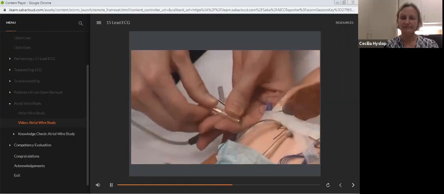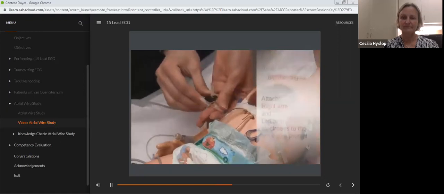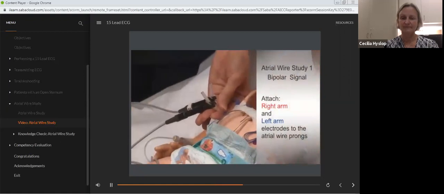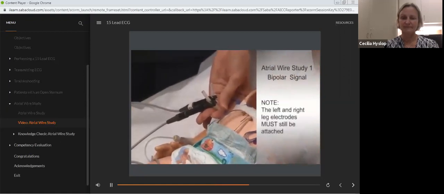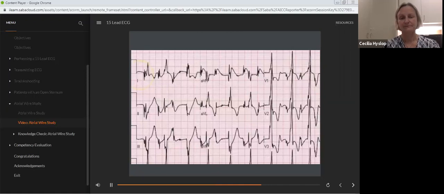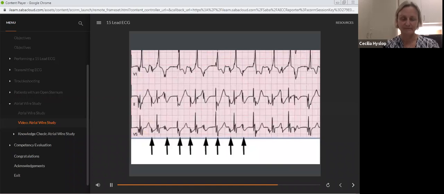The first way is to attach the right arm and left arm electrodes to the atrial wire prongs. You must ensure that your left leg and your right leg electrodes are still attached. You will then run the paper on leads 1, 2, and 3. Unlike an ECG, where an atrial signal is a P wave, on an atrial wire study, it will demonstrate as a sharp deflection, like a pacing spike.